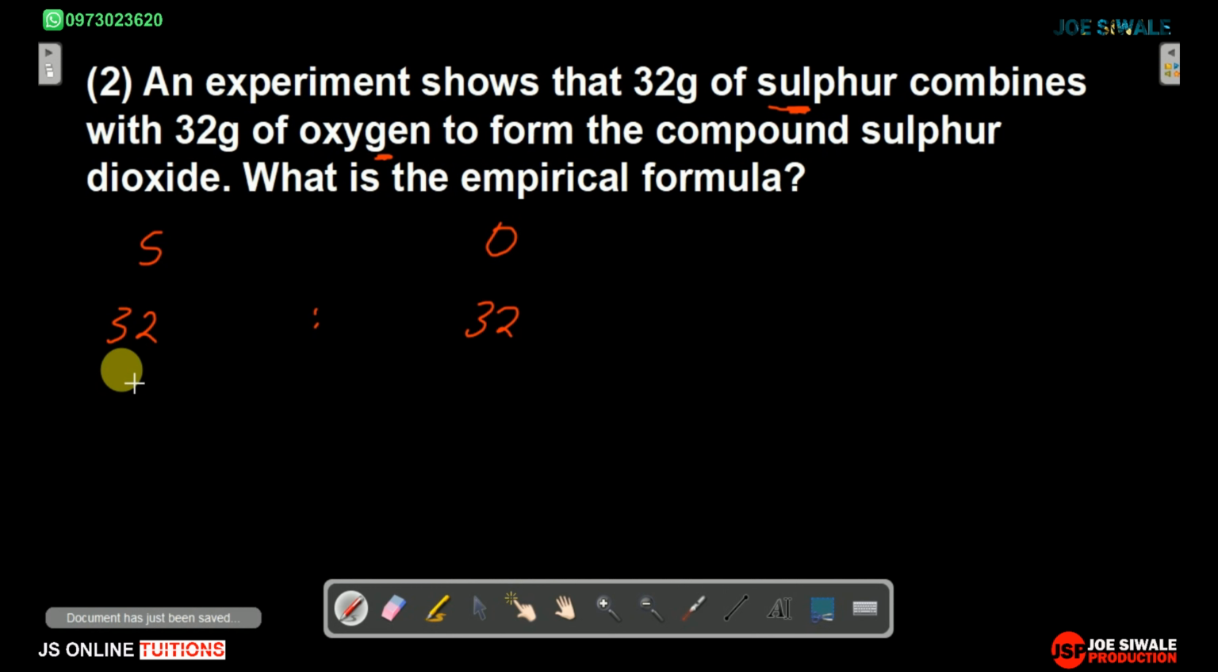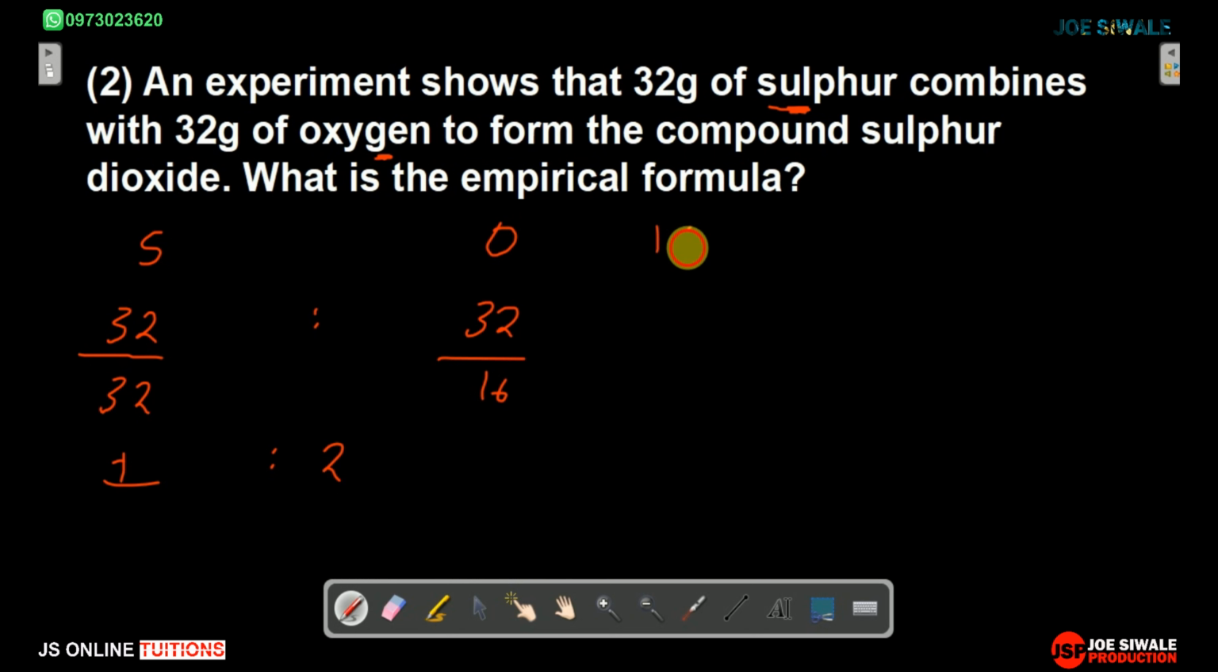relative atomic mass. The relative atomic mass of sulfur is 32, so we're going to have 32 there. Then the relative atomic mass of oxygen is 16. So 32 divided by 32, we're going to have 1 there, and 32 divided by 16, we're going to have 2. So the ratio there, we're going to have 1 to 2.